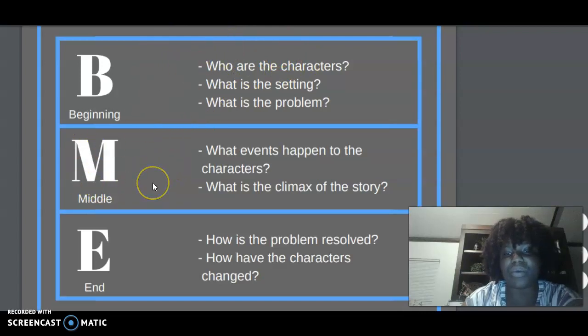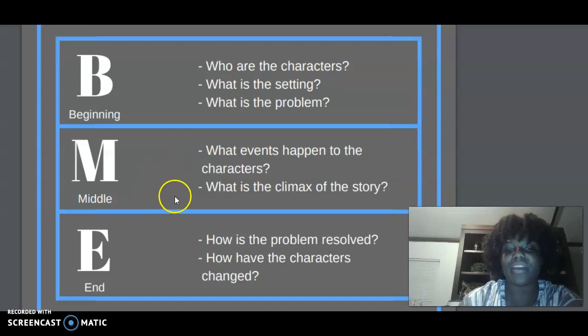In the middle, we will have the events that happened to the characters and what the climax of the story is. And remember, the climax is the highest point of the story. It's the most exciting point. It is where the story starts to take a turn. And then we have in the end, how's the problem resolved and how do the characters change?